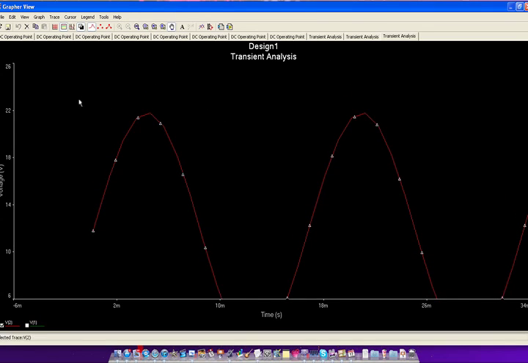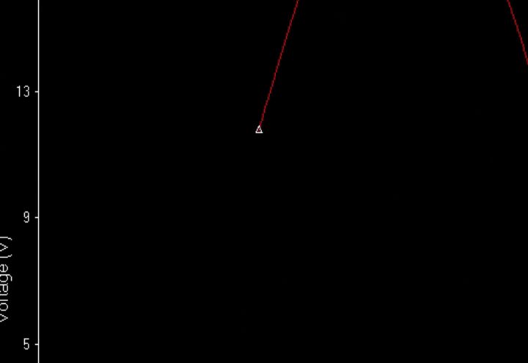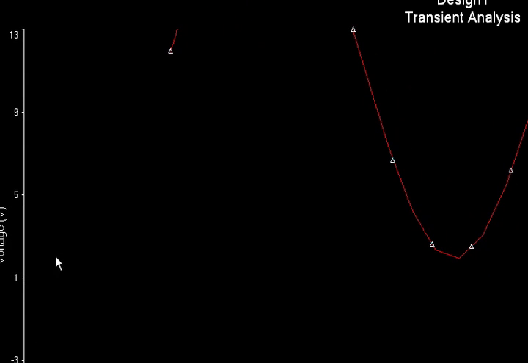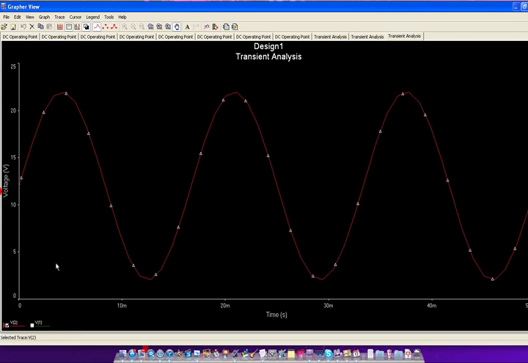We can see that the maximum point here is 22, and the minimum, let's see, that's almost at 2. Yeah, it's almost at 2, and here the maximum is almost 22. So we got the answer, same as the book.